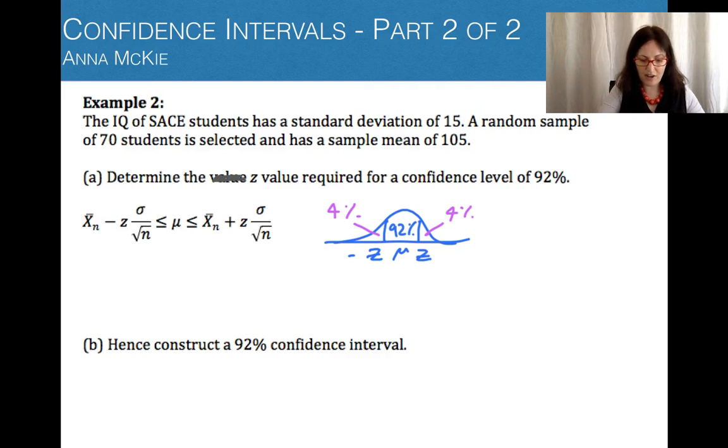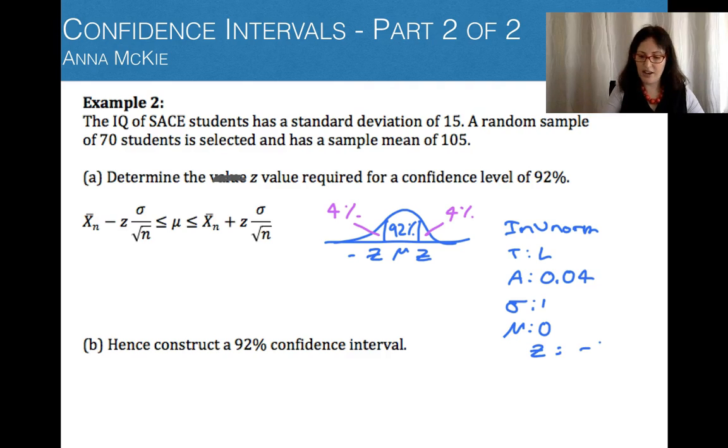And to work out the value of that Z, you do an inverse normal calculation. I won't flick to the calculators, but feel free to check that I'm right. T for tail, left or right is fine. I'll go left this time around. And area, 4% as a decimal. Standard deviation of 1 and mu of 0. And that gives you a Z score of negative 1.75. So the question asked us to determine the Z value required for a confidence interval of that. And I would say that the Z value is the positive of that.